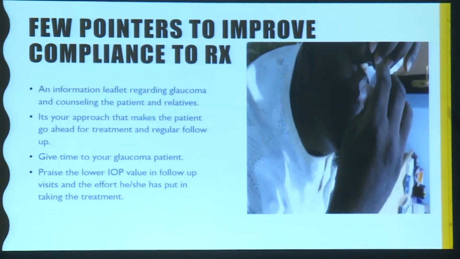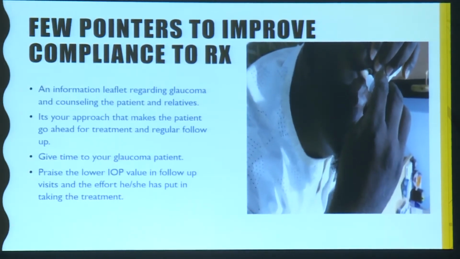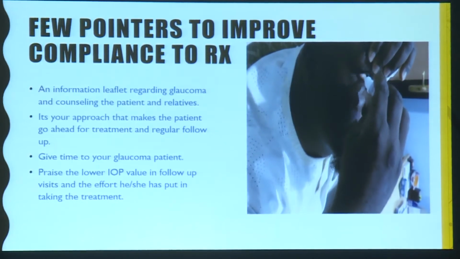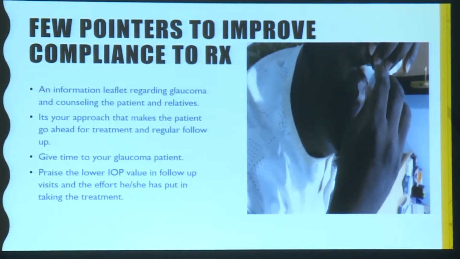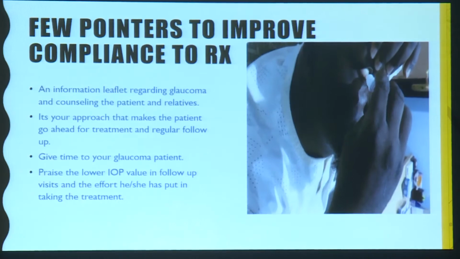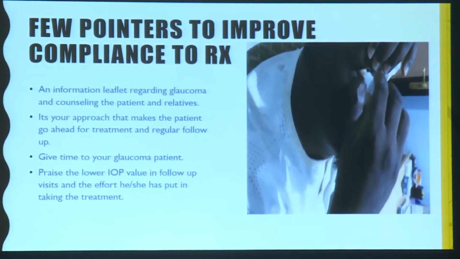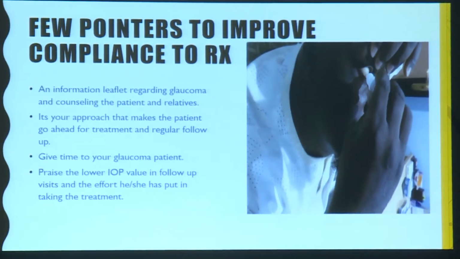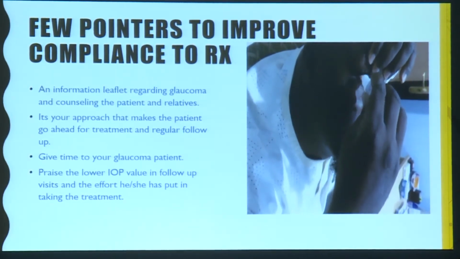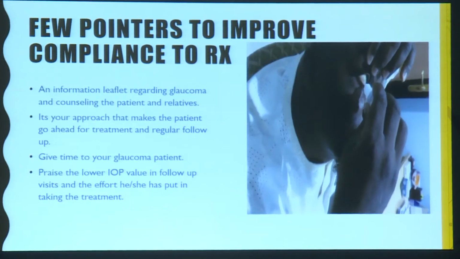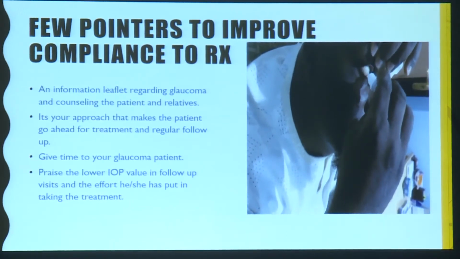So, these are just a few pointers to improve compliance with your patient. This is an Ethiopian patient that came to us, and on being asked to demonstrate how he puts in his drops, he was literally scrubbing his ocular surface with the tip of the bottle. So, make sure you're giving them enough information, spending time with them, and also praising the lowering of IOP that he has achieved with his efforts every time he comes to your OPD.